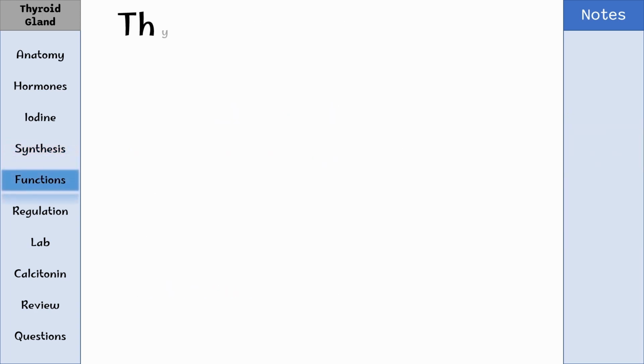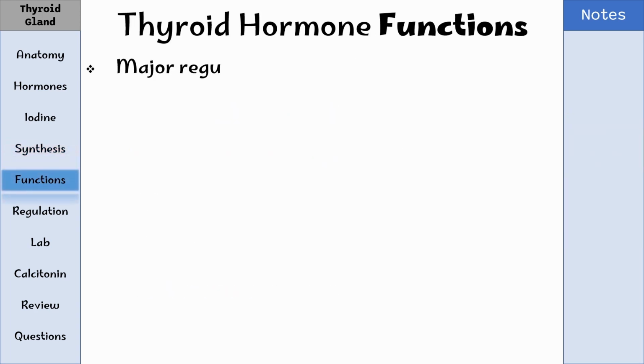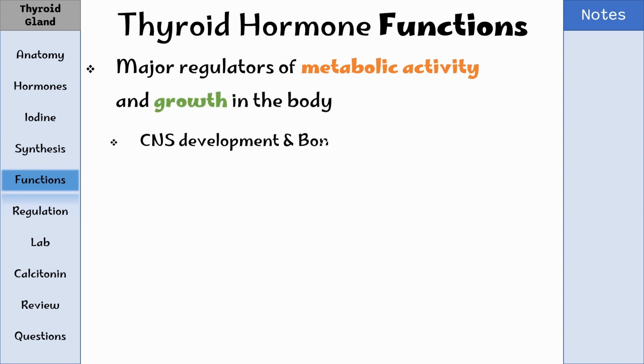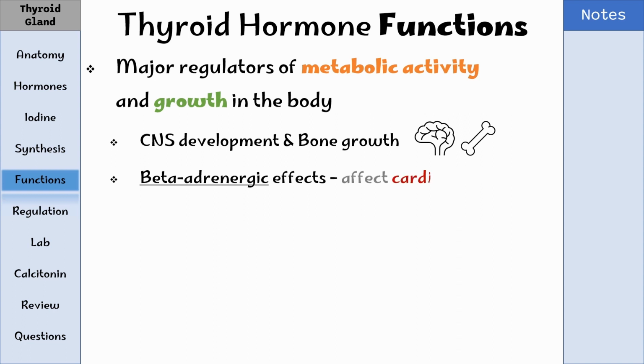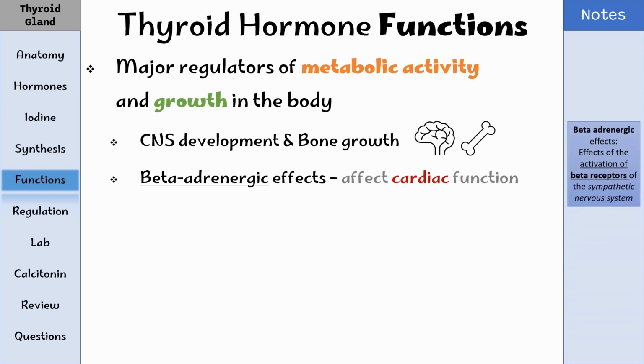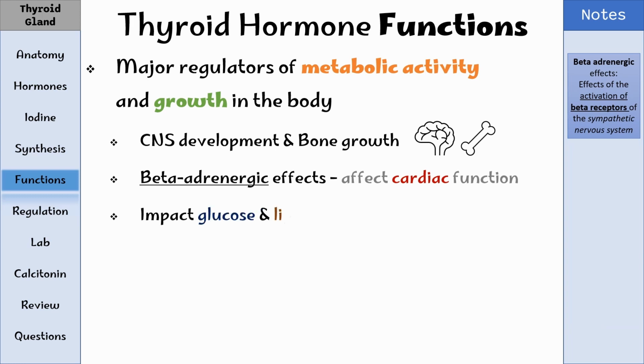Thyroid hormones are the major regulators of metabolic activity and growth in the body. They are important for CNS development and bone growth. They have beta-adrenergic effects which affect the cardiac function, and they also have an impact on glucose and lipid metabolism.